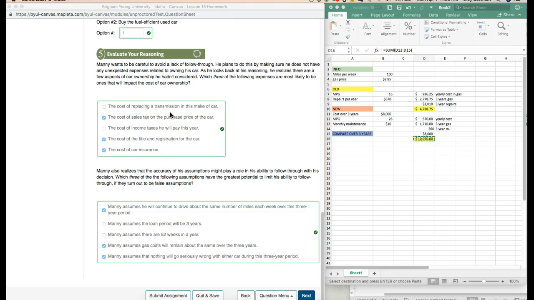So this one, I made the assumption that he would have to replace it, and it's not one of those assumptions because it didn't say that one of these cars will need that. So these other ones, this was obviously not put into our cost over the 3 years, so that was my bad. I hope this helped work through question number 5.